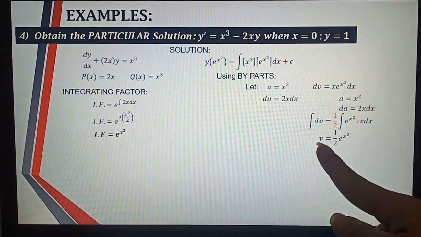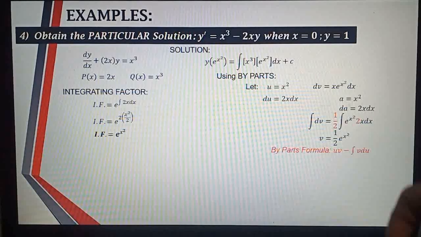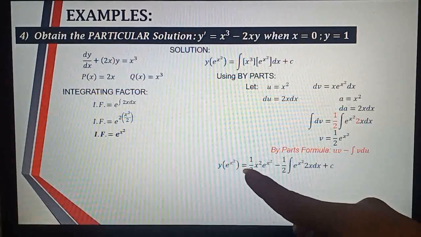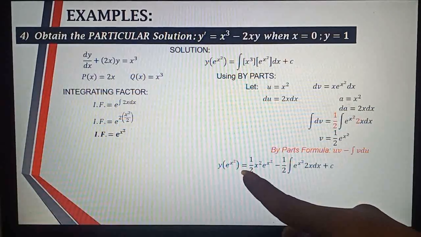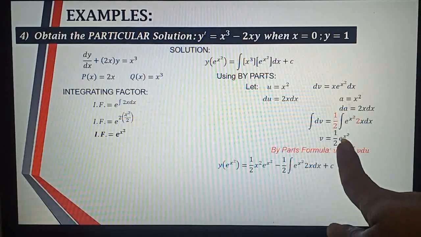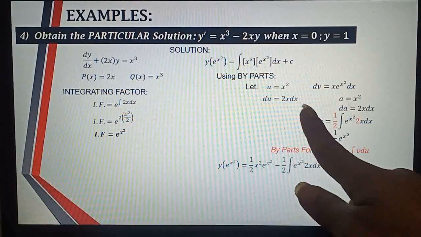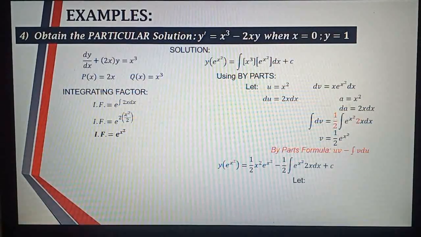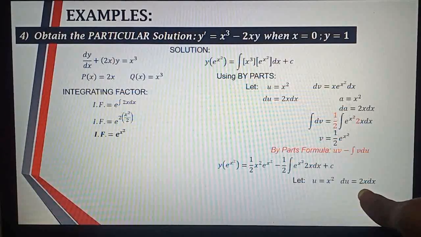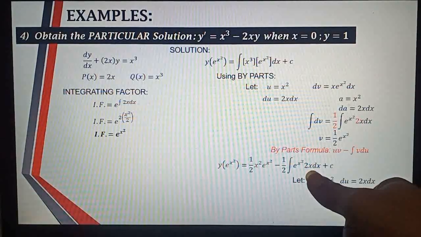Now, in that case, the value of your v now is 1/2 multiplied to e raised to x squared. Now, the formula of by parts is uv minus the integral of v du. Following that formula, you will now have y e raised to x squared equals 1/2 x squared e raised to x squared. So that is 1/2 e raised to x squared multiplied to x squared minus our v is 1/2 e raised to x squared, and the du is 2x dx. Now, in this term, we will let u as x squared again, then our du is 2x dx. Now, you will notice that this is e raised to u du. So, no need to insert any constant.